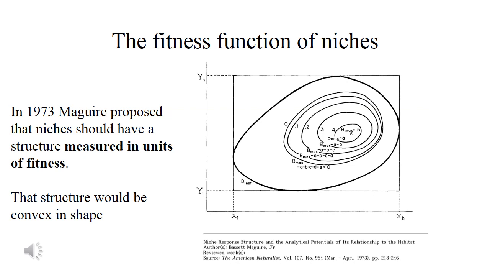a value of zero in fitness, measured as units of intrinsic growth rate. Zero is the boundary between populations that will go extinct and populations that will remain and be viable. So Maguire was the first one, 20 years after Hutchinson, that developed the idea of a structure in the niche shape. And he also suggested that niches could be something like ovoid structures. In other words, that the structure of niche would be convex.